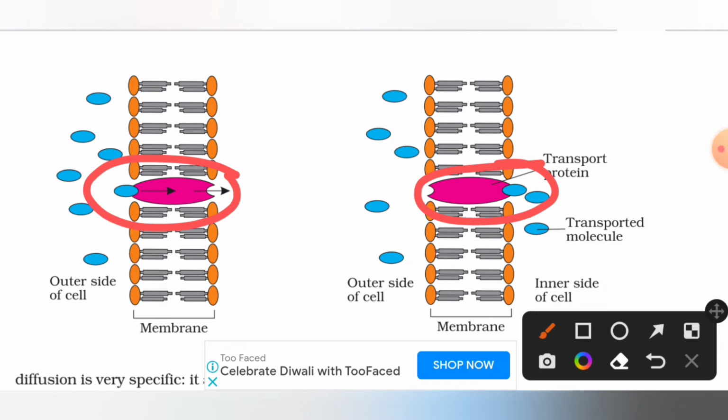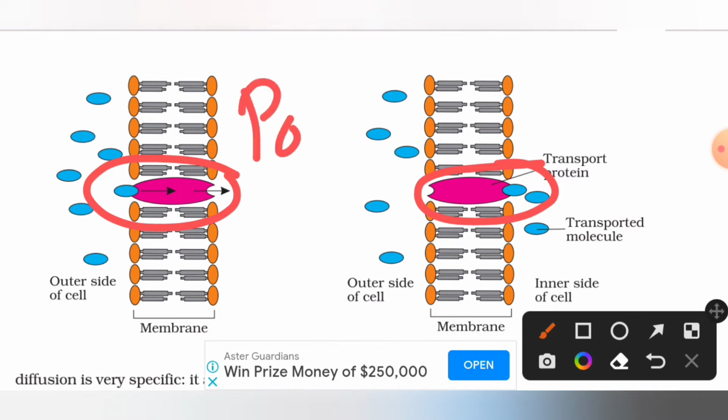Now sometimes these channels can always be open, or sometimes they can be closed. That means they can be controlled, they will control themselves. Some are very large so that they can allow the molecules to cross through, and some are very small, right? And in case of the plasma membrane, they contain a channel called porins.